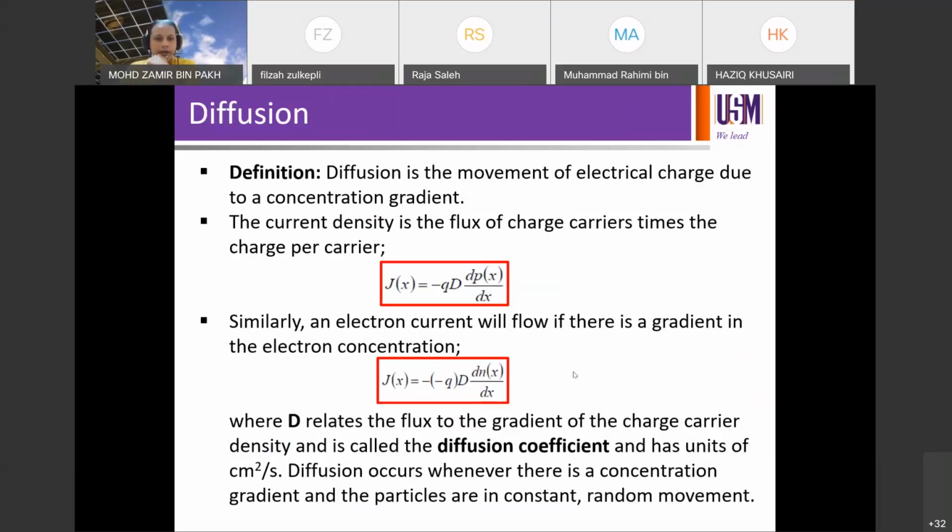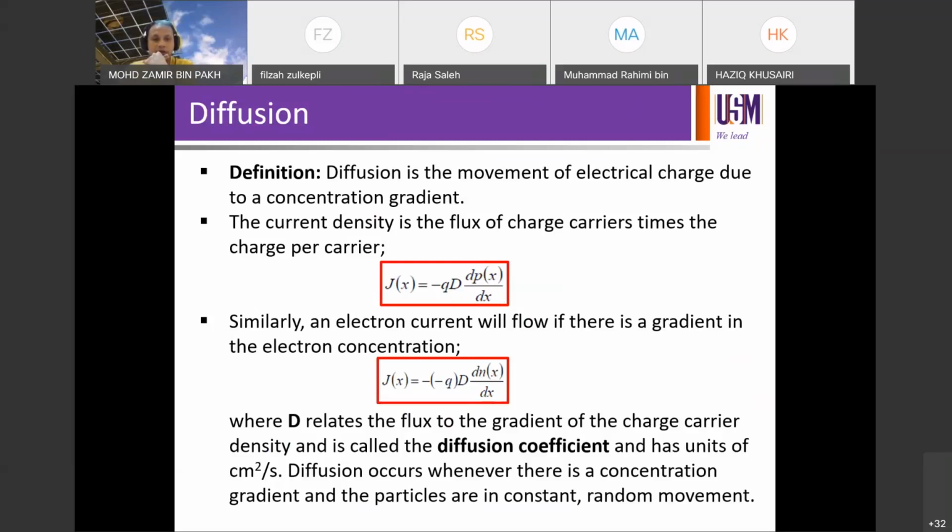For the hole, the current will be given by Jx equals negative, negative sign, Q D dp/dx. So Q is the electron charge, D is the diffusivity or diffusion constant, and dp/dx is the gradient seen by the holes from the original region compared to the neighboring region, high concentration to low concentration.